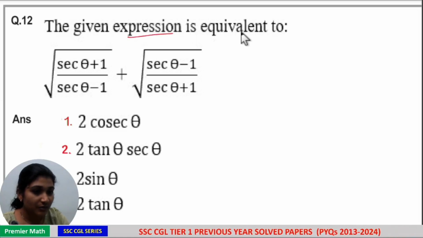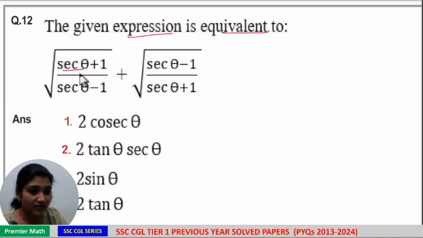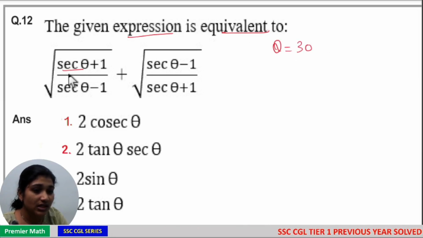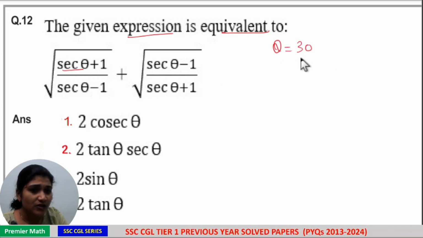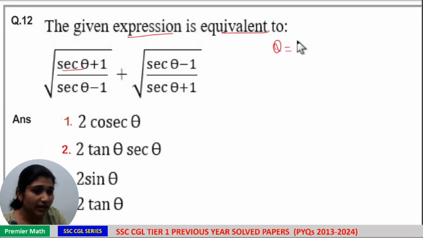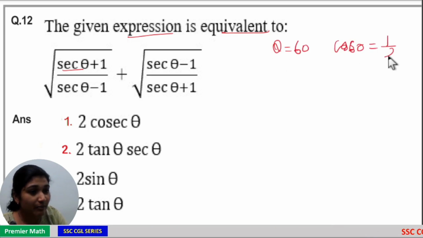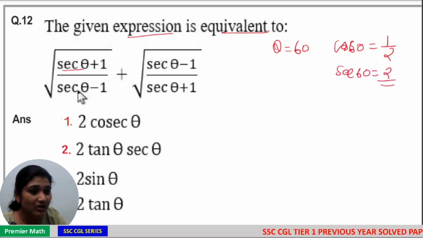The given expression is equivalent to, here we have sec theta. Sec theta means 1 by cos theta. So if I'm taking theta as 30 degree, cos 30 will become root 3 by 2, then sec 30 will become 2 by root 3, then it will be complicated. So instead of this, I'll be taking theta 60 degree. Then cos 60 is equal to 1 by 2. Then I can take sec 60 as 2. Then it is much easier.